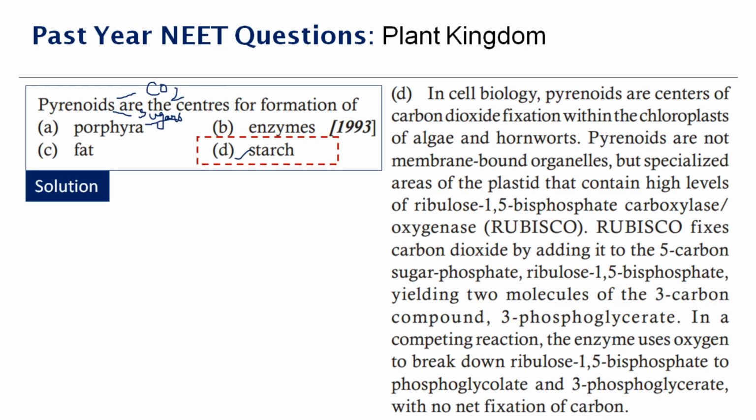Okay, so this is how. Since I mentioned sugars, to the right side you can see what sugars are present inside the pyrenoid, right? It has ribulose 1,5-bisphosphate carboxylase oxygenase. So these are the sugars that are present in pyrenoids. Therefore the correct answer to this question is option D, starch.